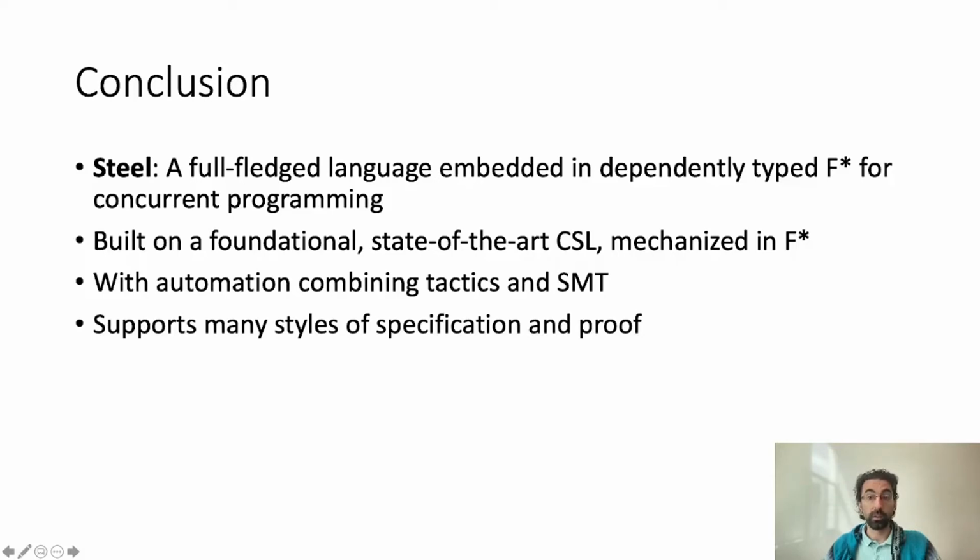So in conclusion, we presented today Steel, a full-fledged proof-oriented language for concurrent programming, which is shallowly embedded in the dependently typed F-star, and is based on a foundational CSL called Steel Core, which is entirely mechanized in F-star. Despite its expressiveness, Steel provides useful automation facilities by relying on a mixture of tactic and SMT solving, while supporting many styles of specification and proof for concurrent programs, ranging from a Viper-style permission accounting with implicit dynamic frames, to Iris-style dynamically allocated invariants, while also including partial commutative monoid-based reasoning and dependent types.